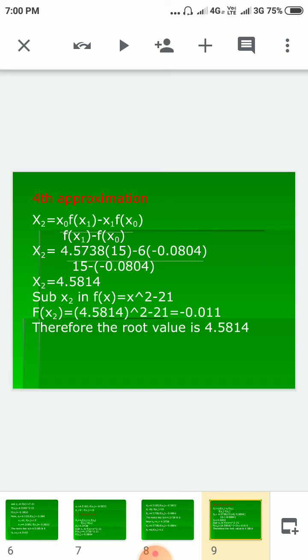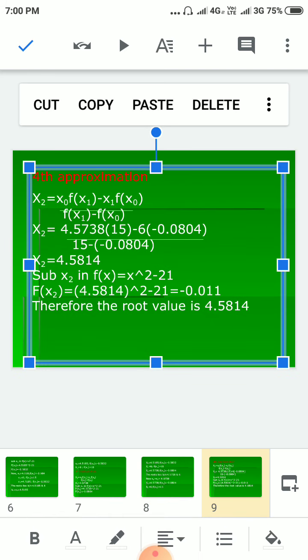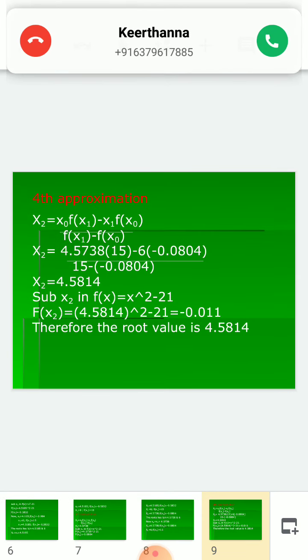Before the formula, we have to write this is the first approximation, second approximation, third approximation and fourth approximation. We have to go on with this iteration process until we get the result as 0.00011, right? And finally we have to tabulate all these results.